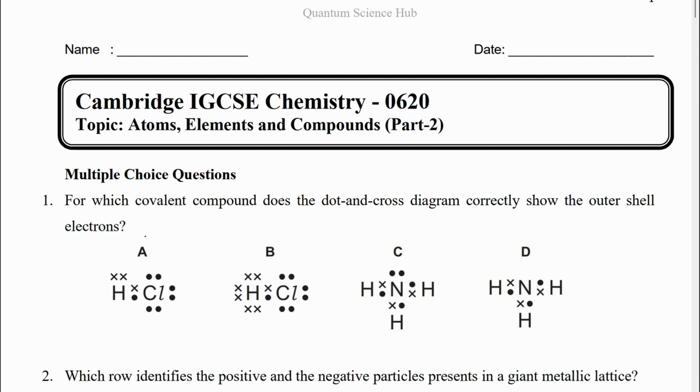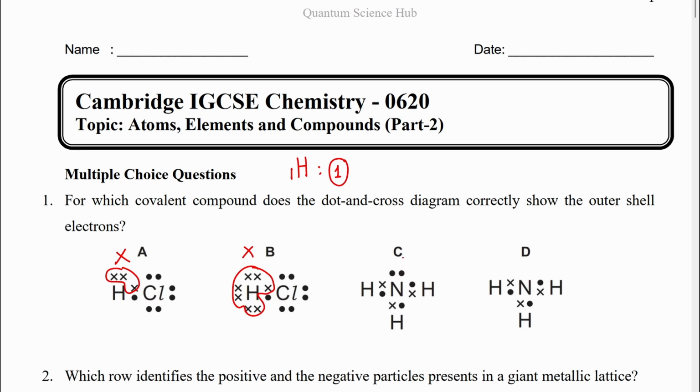For which covalent compounds does the dot and cross diagram correctly show the outer shell electron? Okay, so we have hydrogen in here and chlorine, right? If you still remember, what is the atomic number or proton number for hydrogen? Yes, it is 1, right? So 1 hydrogen, and how we configure 1 hydrogen? It's just 1, right? So it means the first shell contains only 1 electron, right? While in here, it contains 3 electrons, so it's wrong. And in here, it contains 7 electrons, so this is also wrong. So the answer is between option C or D.